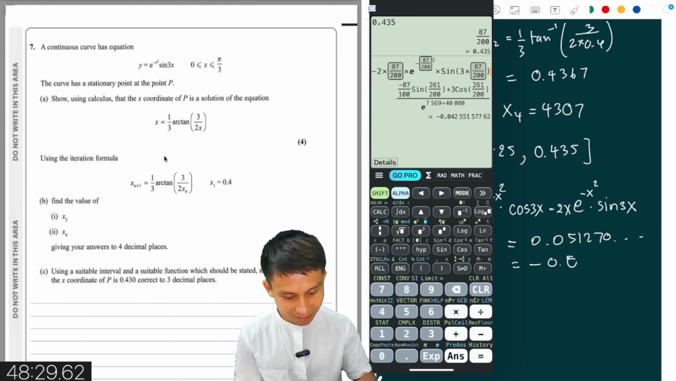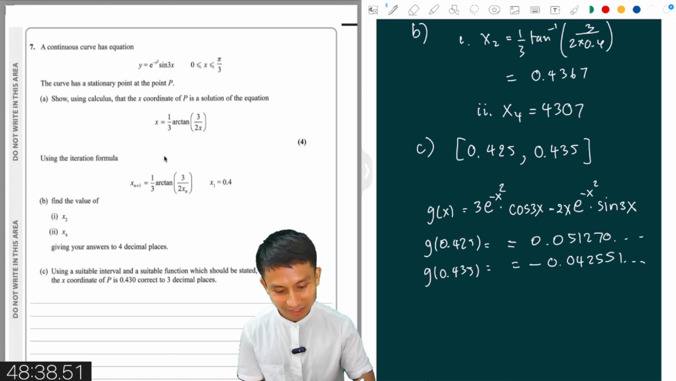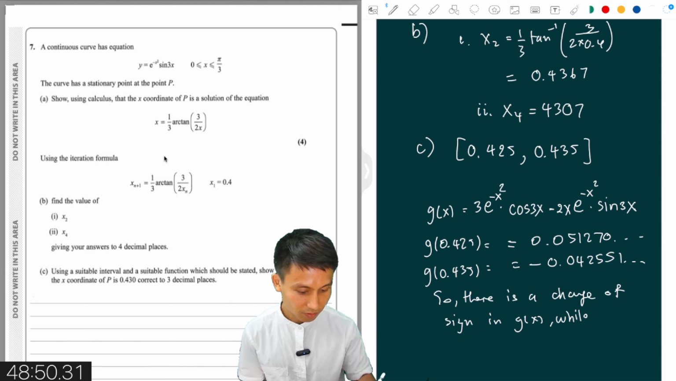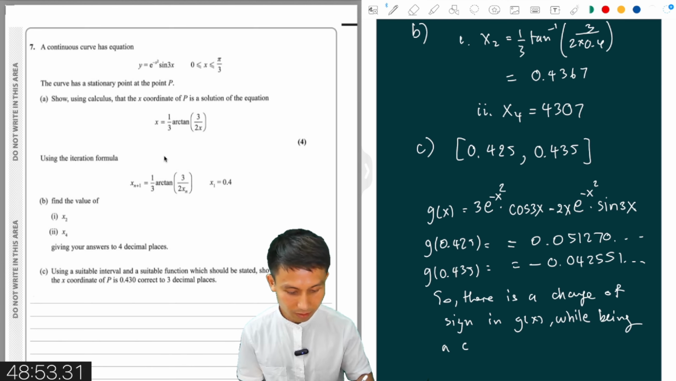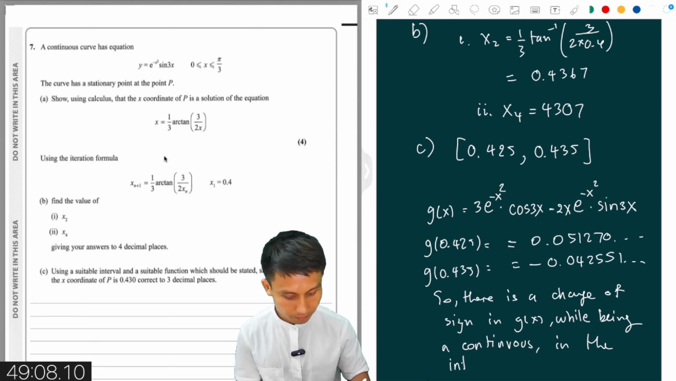Okay, I get a change of sign, guys. Applaud. All right, here we go. So there is a change of sign in g(x) while being continuous in the interval I chose.